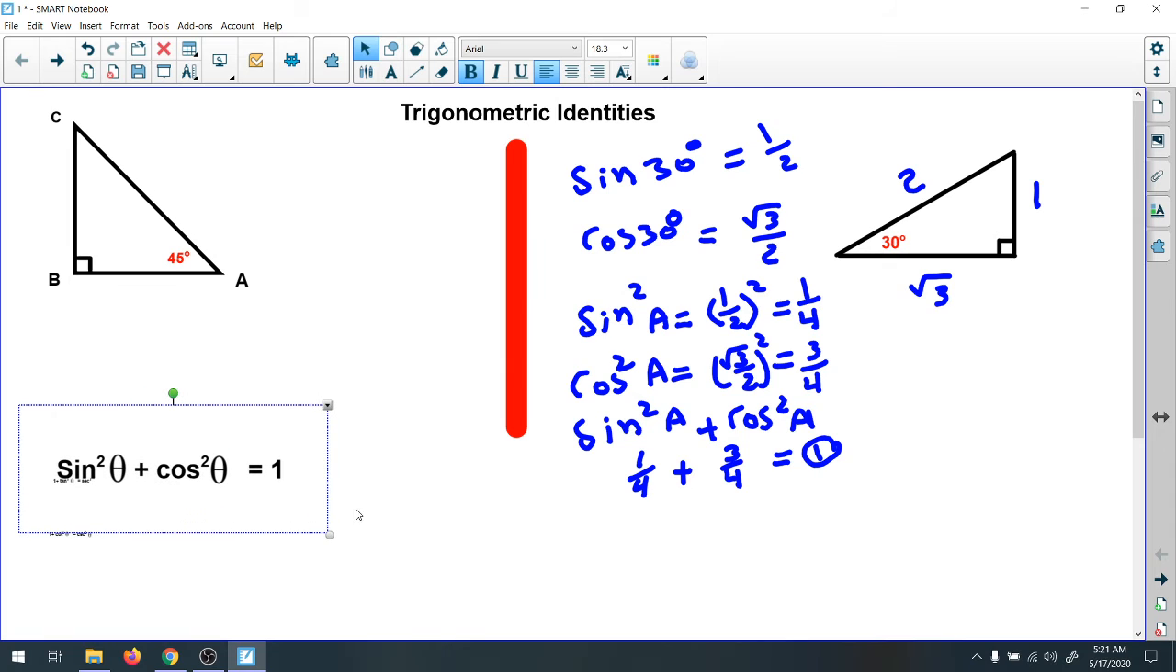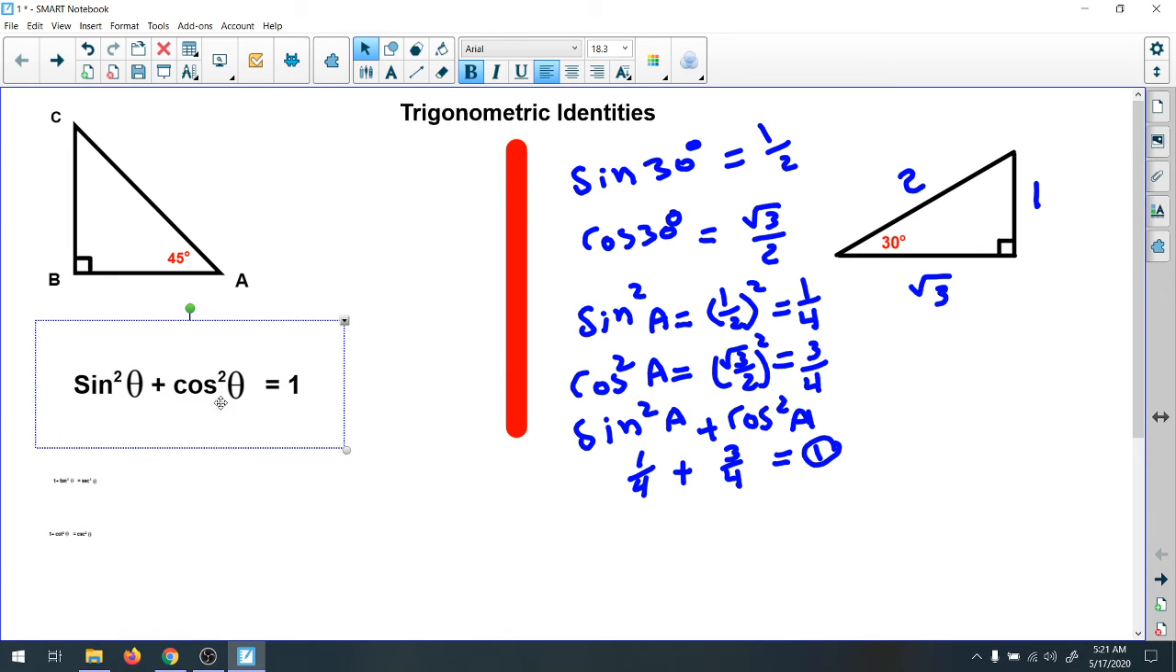I want you to copy it. Cosine squared plus sine squared, it doesn't matter the order. Sine squared plus cosine squared equals 1. This is the first identity. Another identity came from sine squared plus cosine squared. Remember, this formula will stay with you till college.